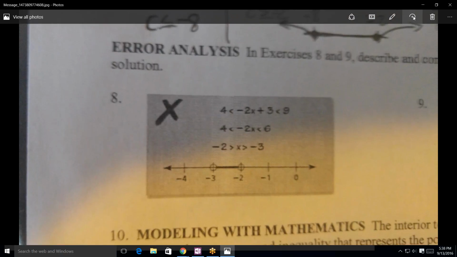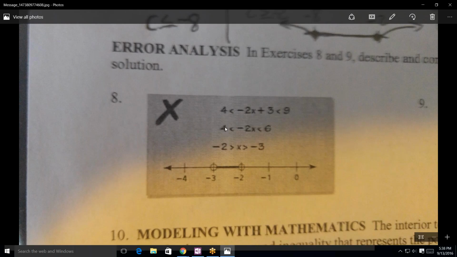Well, not rotating, but let me look at it. I can, oh, there it goes. Okay, hold on. Okay, we can see it now. So it was minus 2x plus 3, and then they got, oh, I see the immediate problem. When they subtracted 3 from the right side and the middle, they didn't subtract it from the left side. Oh, yeah. That's the only mistake.